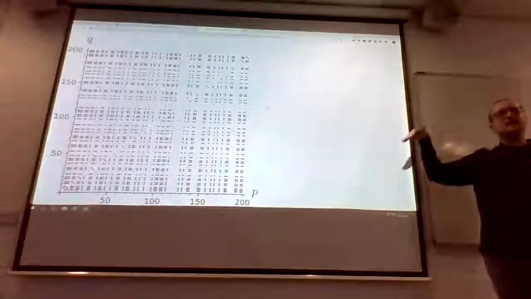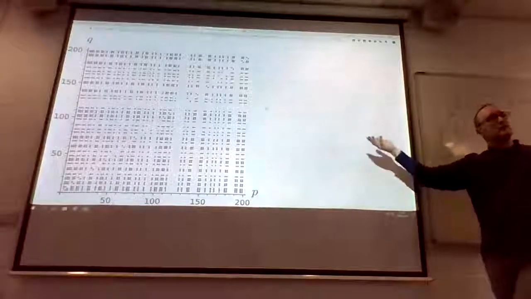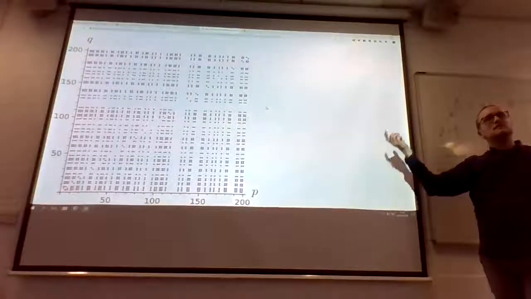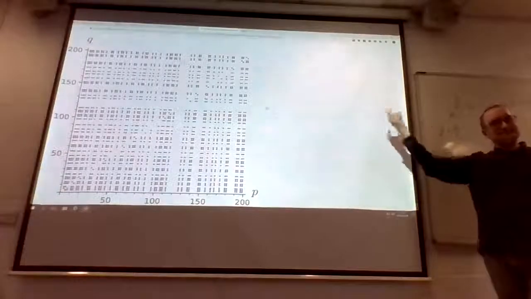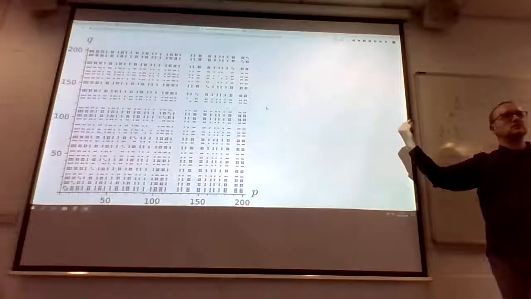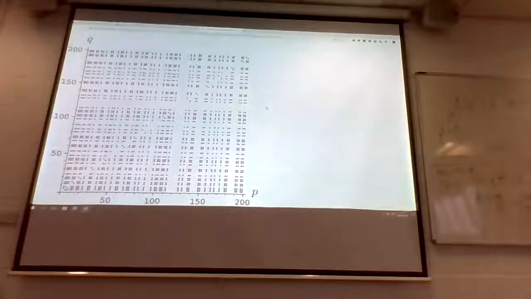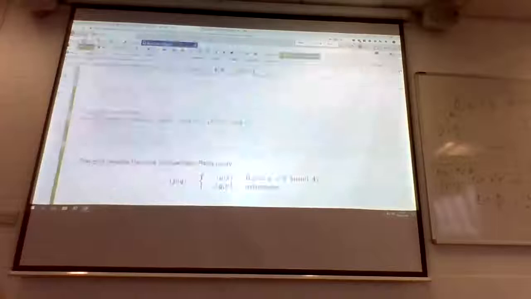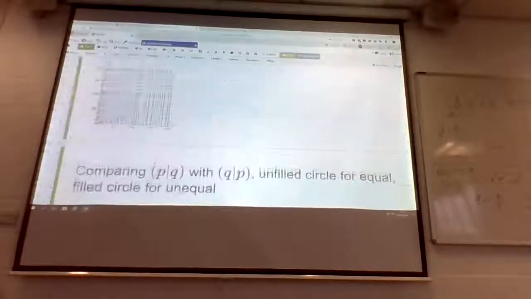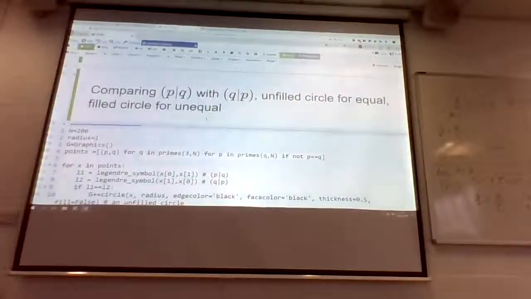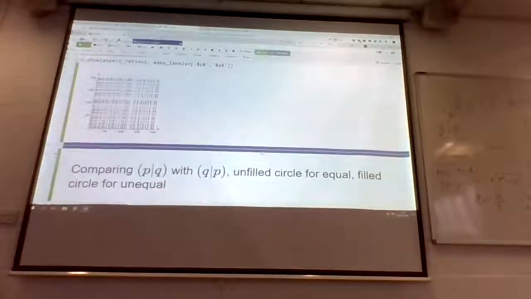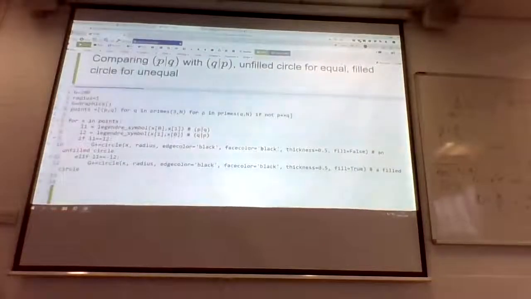So I want to redo the plot now, but instead of plotting red for +1, blue for -1, I'm going to plot something to represent the same value of the Legendre symbol across the diagonal and something to represent that they're different. So we'll go back to the code here, and I essentially redo the plot. But if you look, the code is slightly different.